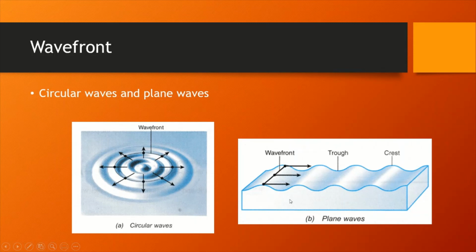So how can I produce a plane water wave? If I use a piece of wood, I oscillate, I touch the surface of the water, so plane water waves will be produced. But if I touch the surface of the water with my thumb, I oscillate my thumb up and down, I will produce circular water waves.